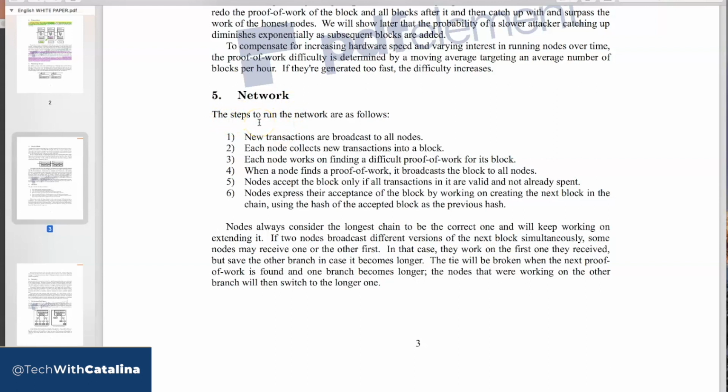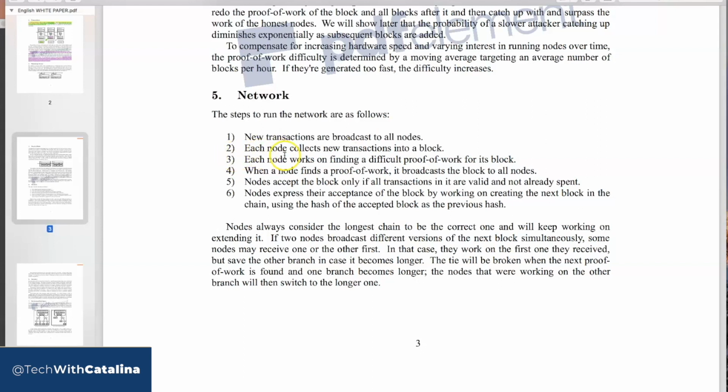So the steps to run the network are as follows. Here, Satoshi is explaining to us how the network works and the chronological process, so to speak. Number 1, he says, new transactions are broadcasted to all nodes. As we said before, for example, when I, Carolina, initiate a transaction, 0.5 Bitcoin that I want to send to my mom, that information is propagated in the system. All the nodes know that there is one transaction that needs to be confirmed.